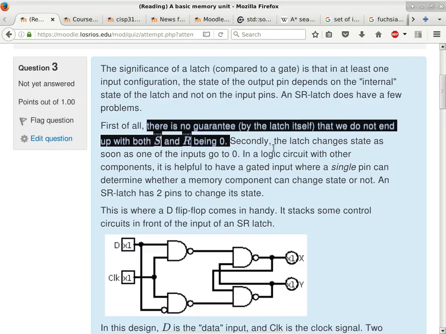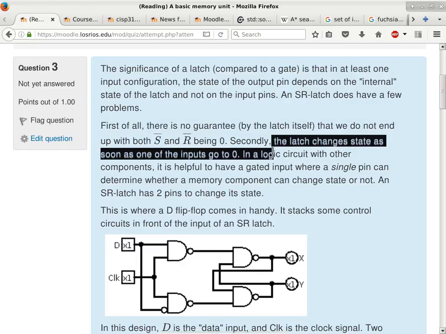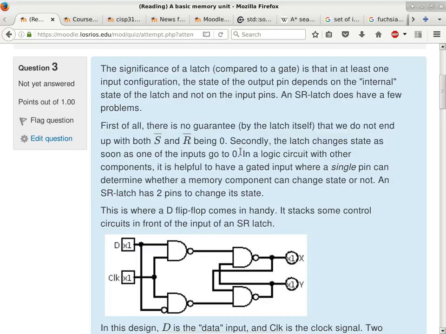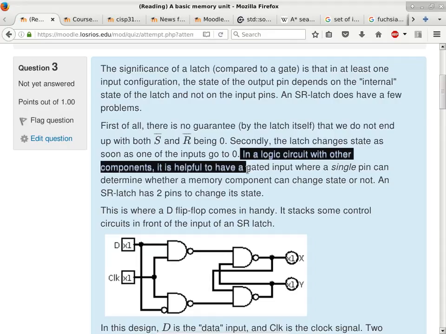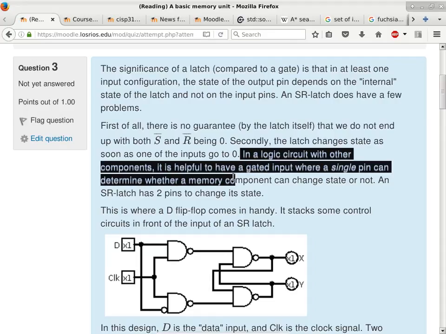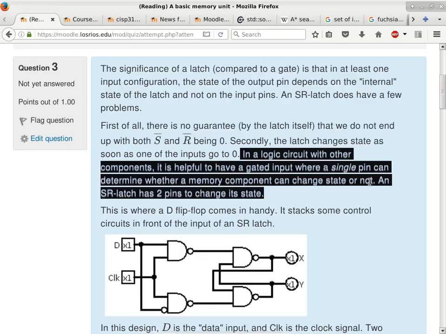The second problem is the latch changes state as soon as one of the inputs go to a 0. If you just choose one to go to 0, the other one to be a 1, it would immediately affect the output pins. In a logic circuit with other components, it is helpful to have a gated input where a single pin can determine whether a memory component can change the state or not, and we need 2 pins to control an SR latch. So just kind of focus on that particular sentence.